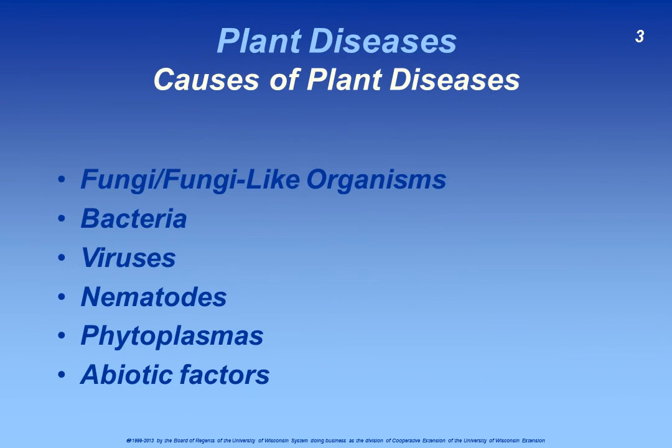As I mentioned, we're going to spend a fair amount of this presentation talking about the different types of organisms that can cause plant diseases. We're going to talk about the fungi and fungi-like organisms, which are the most important of the disease-causing organisms in plants. We will also discuss bacteria, viruses, and a couple of organisms you may not have heard of before, the nematodes and the phytoplasmas. In addition to these microorganisms, we'll also talk about abiotic factors. These are non-biological sorts of things that can adversely affect plant health and growth.